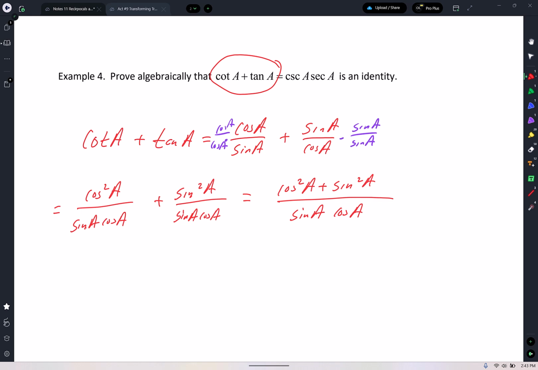I'll wait for you guys to catch up. What do we notice about the numerator? It's a Pythagorean formula, guys. Cosine squared plus sine squared. You can't cancel anything out because you can't factor anything out. So if you can't factor anything out, you can't cancel the sine or the cosine.